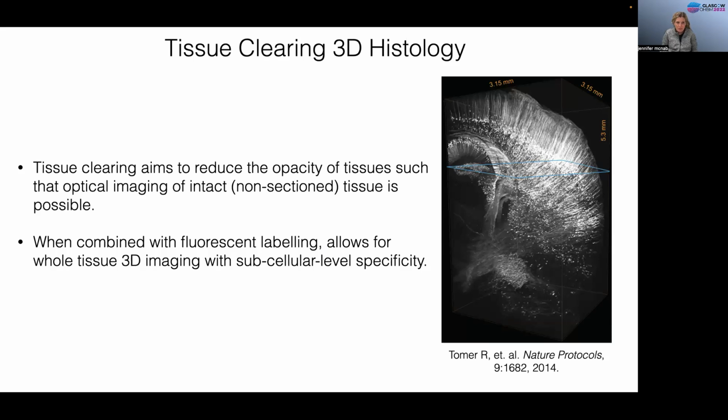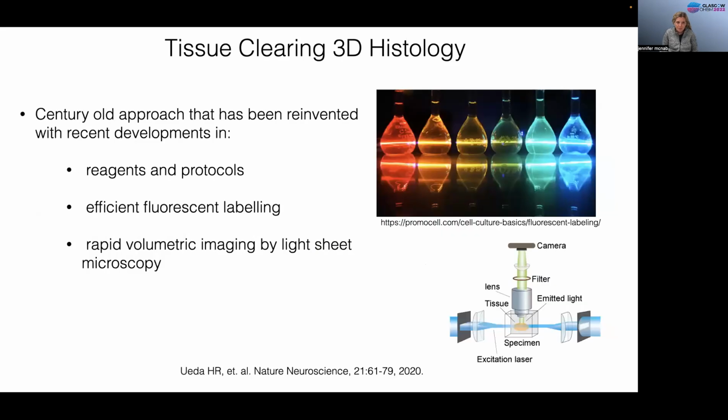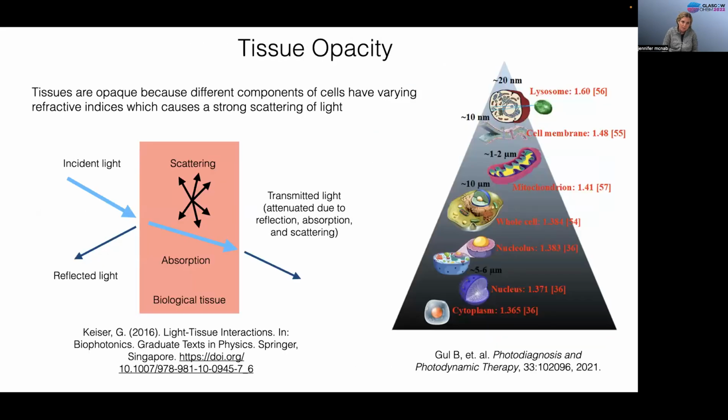Tissue clearing aims to reduce the opacity of tissues such that optical imaging of intact tissue is possible. When combined with fluorescent labeling, it allows for whole brain 3D imaging with subcellular level specificity. Now, tissue clearing is a century-old approach that has been reinvented with recent developments in reagents and protocols, efficient fluorescent labeling, and rapid volumetric imaging by light sheet microscopy.